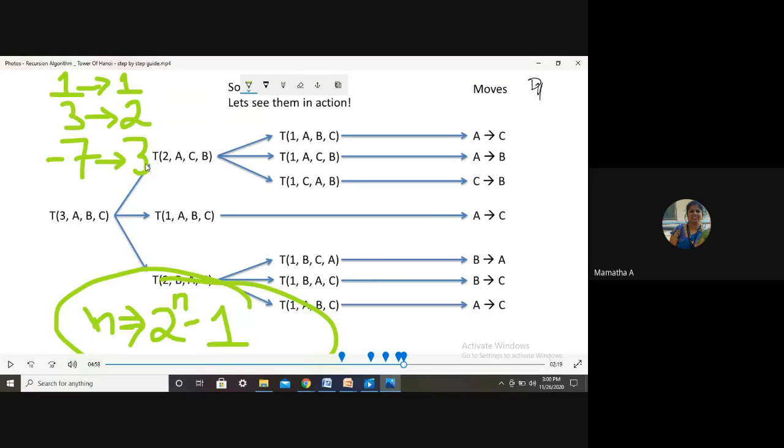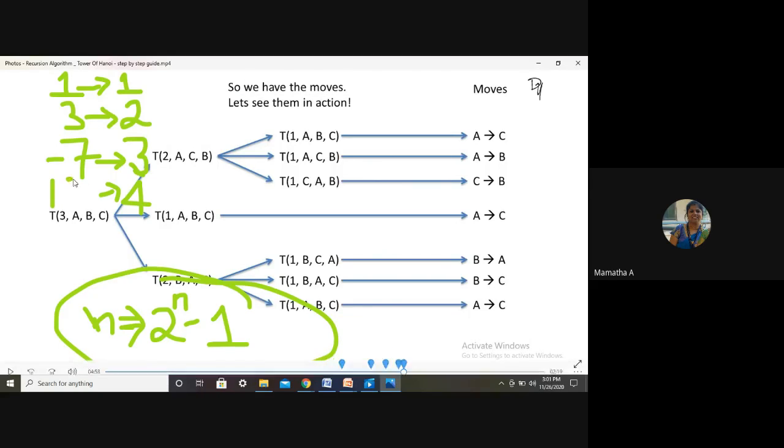Ma'am, you might say that 7 is 3 into 2 plus 1. 3 into 2 is 6, 6 plus 1 is 7, ma'am. Okay. Probably that is true when the number of disks is 3. But when the number of disks is 4, it is not the right one. So if you have 4 disks, how many moves should you make? You should make 15 moves.